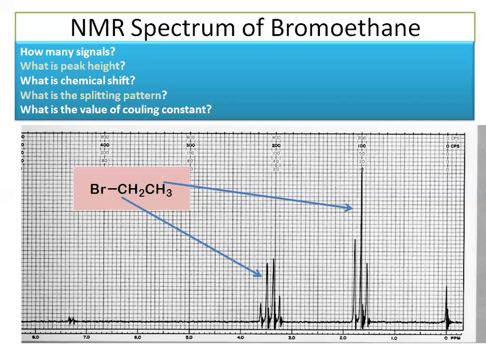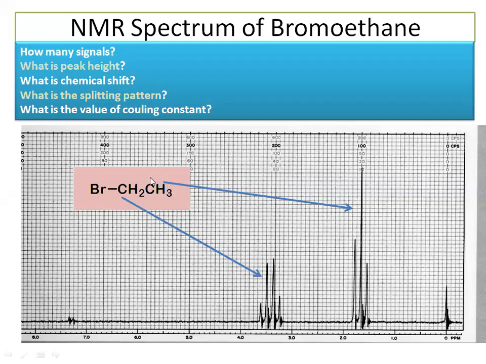Let us have a look first at the NMR spectrum of bromoethane. When you look into any NMR spectrum, you have to answer first 5 questions. How many signals are there? Here in the spectrum, we can see 2 different signals. This is going to give us an idea about how many chemically non-equivalent sets of protons there are.